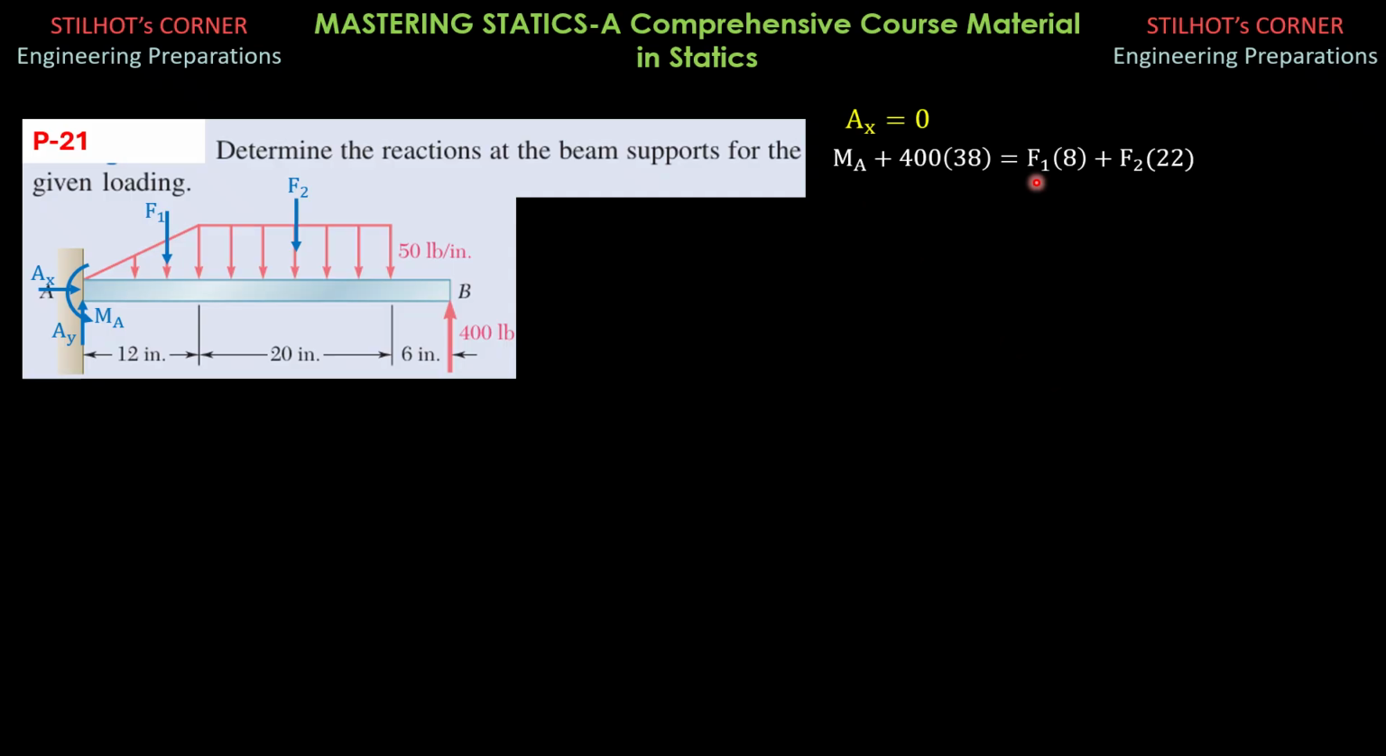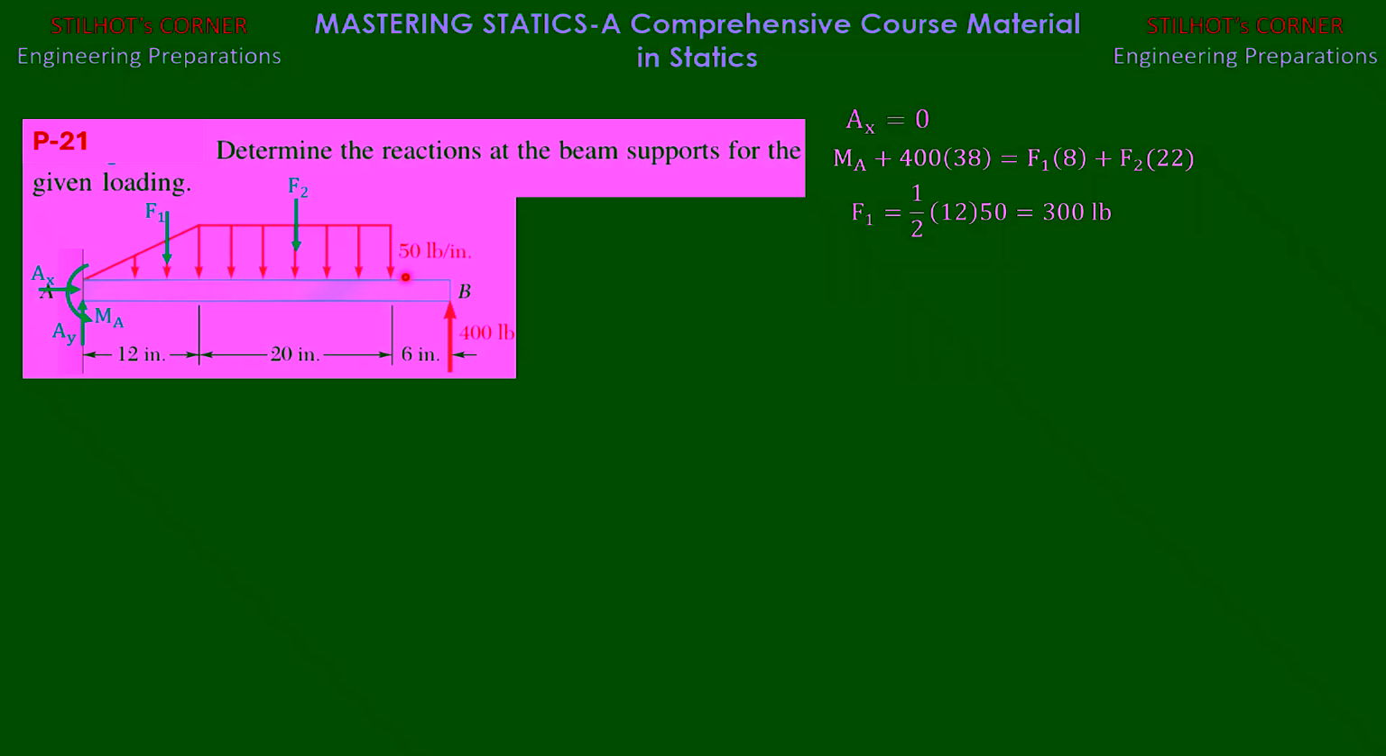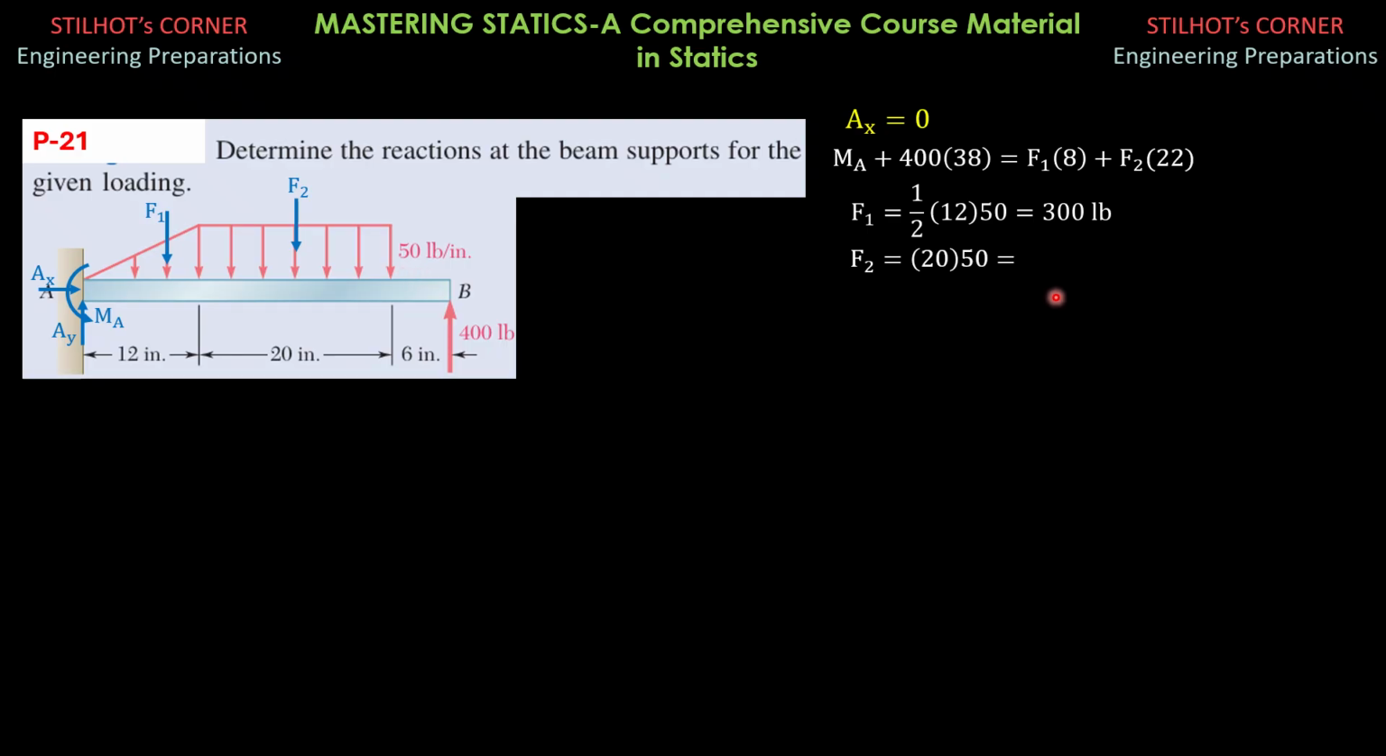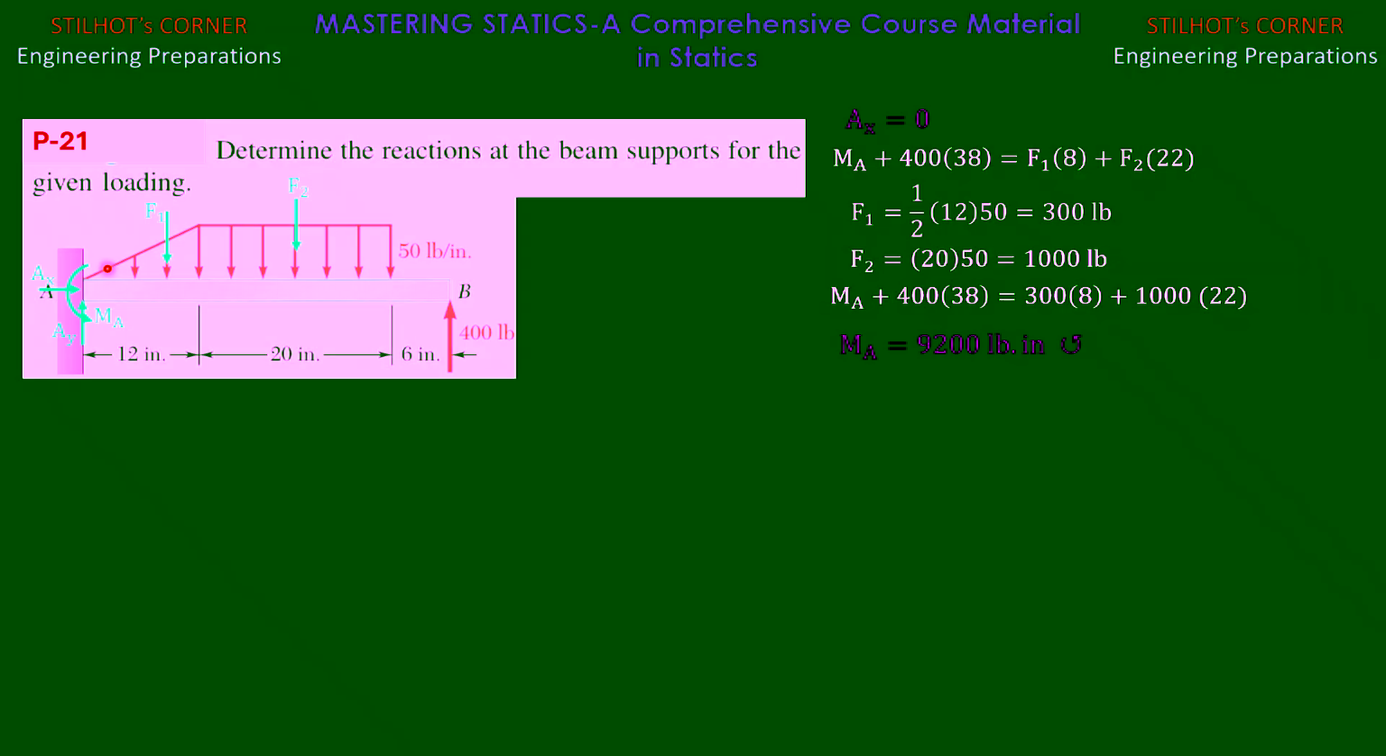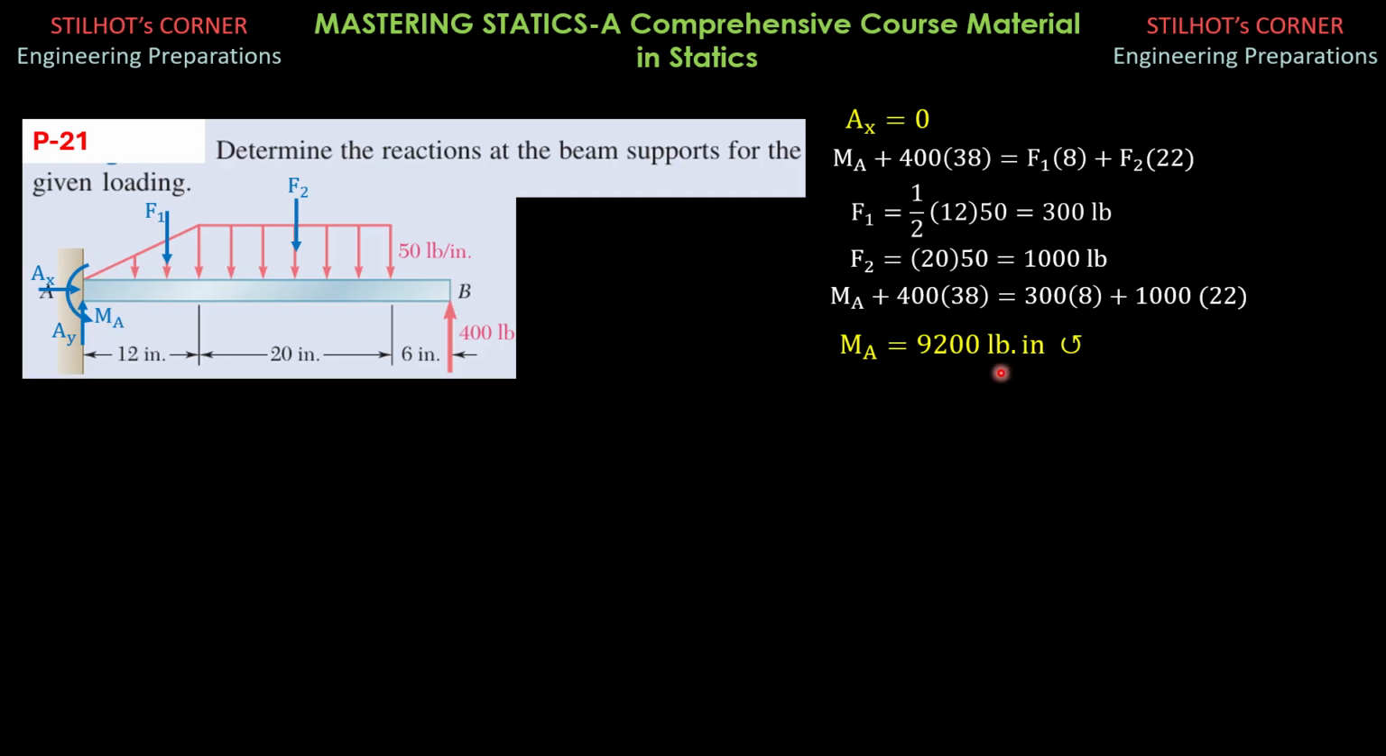So F1 is the area of this triangular line load, 1/2 of 12 times 50 pounds per inch. So that is equal to 300 pounds. F2 is equal to 20 times 50, and that is 1,000 pounds. So substitute into this equation, we can now solve for MA. So MA plus 400 times 38 equals 300 times 8 plus 1000 times 22. So MA is equal to positive 9,200 pound-inch. Because it is positive, this assumed sense, which is counterclockwise, is correct.